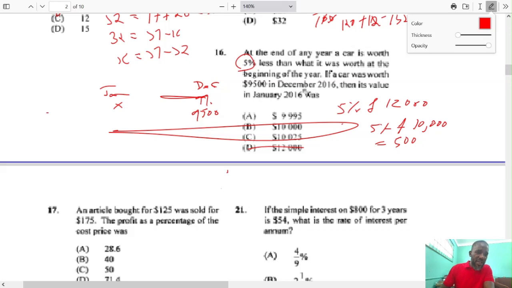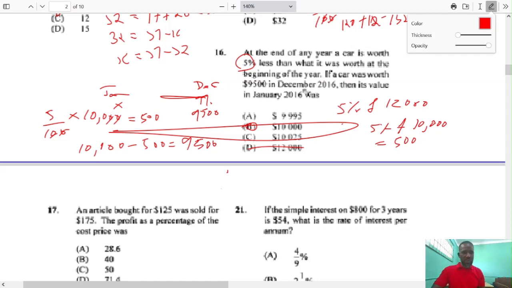So let me just do it the correct way. It's 5 over 100 times 10,000. 0 cancels 0, 0 cancels 0. So we have 5 times 100 will give you 500. Basically that's it. So if I subtract 500 from 10,000, it will give me 9,500. So our answer for that question is B.